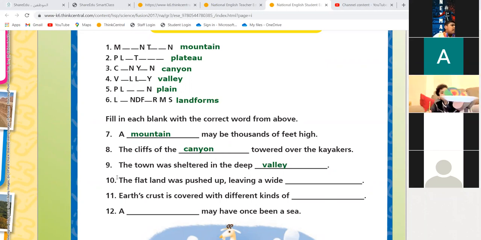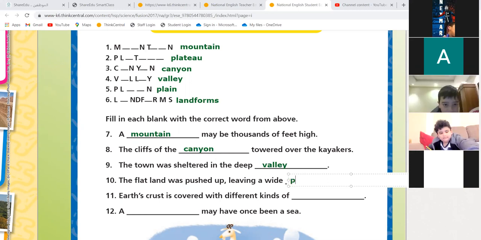So, Riyan. Okay. Can you hear me? Plain. Yes. So, number 10. The flat land was pushed up, leaving a wide... Is it plain? It's pushed up, not down. Plateau. Plain. Plateau. It's a plateau. Yes.